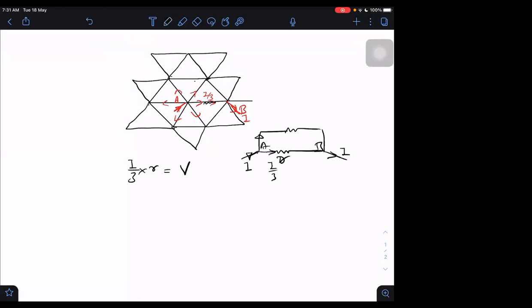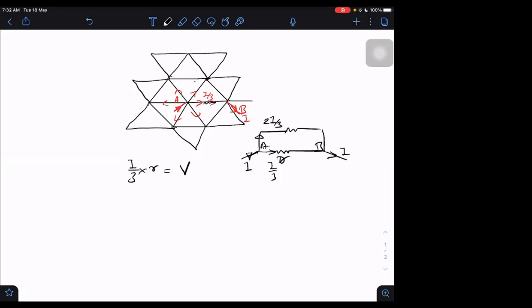Remaining network means now I am not taking just one wire here. Remaining means all others. 2I by 3 is going through the remaining network. If 2I by 3 goes through the remaining network, then I can tell what is the resistance of the remaining network. I can tell it easily, right?